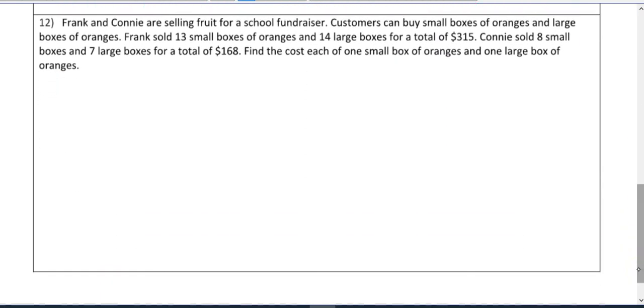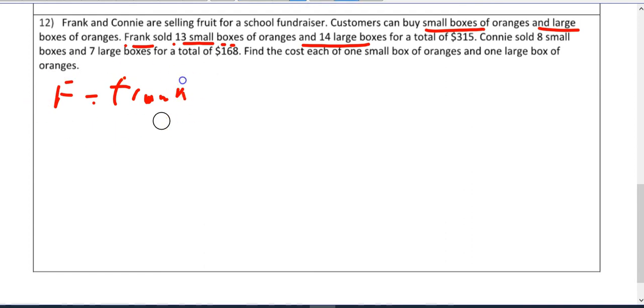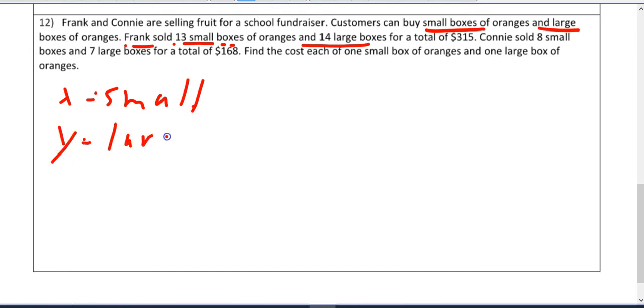Number 12, fundraiser. We have small boxes of oranges and large boxes of oranges. Frank sold 13 small and 14 large. So I'm just going to use F for Frank. I'm sorry, what am I doing, F for Frank? I need to go home. I'm going to do X for small. Those are our variables. That's what we're trying to find out, not who Frank is. And Y for large. Again, if you wanted to use S and L, that's fine.